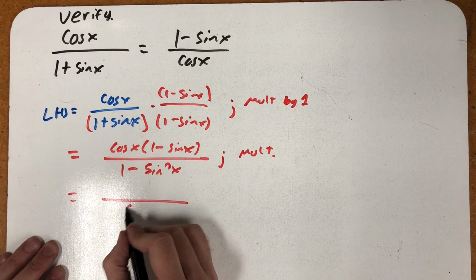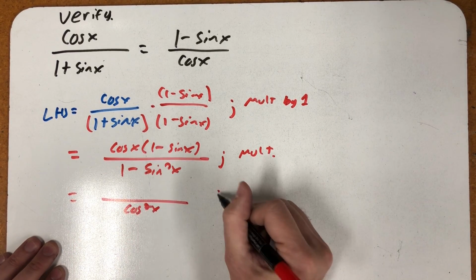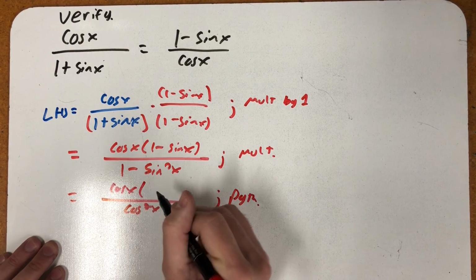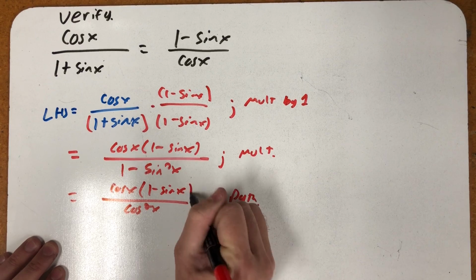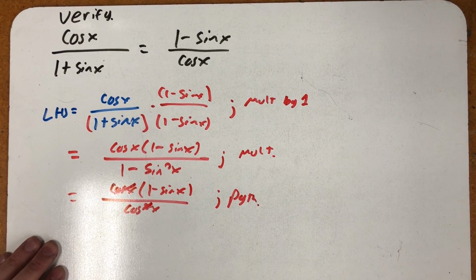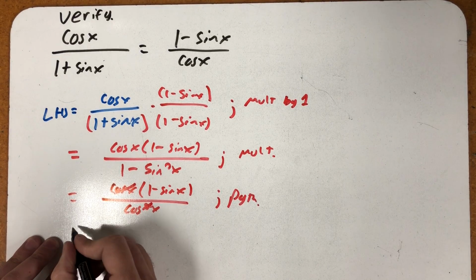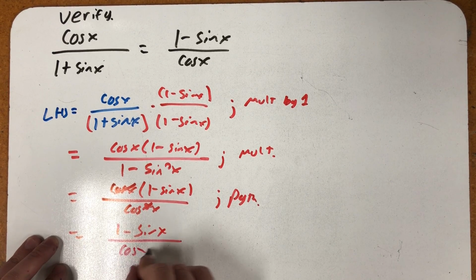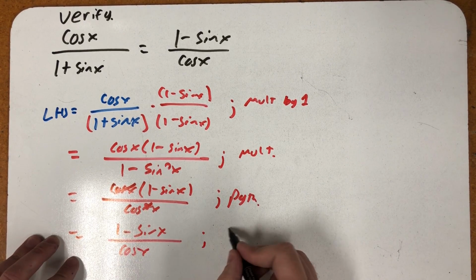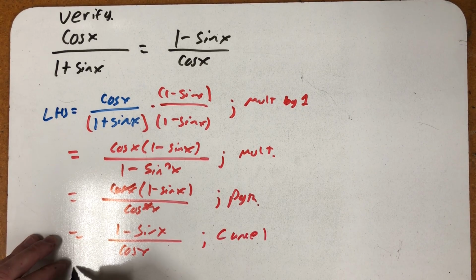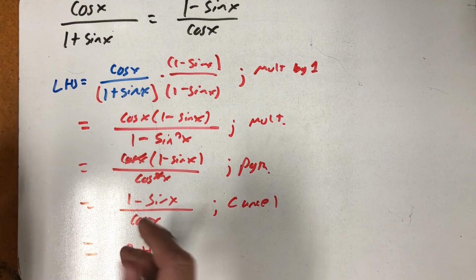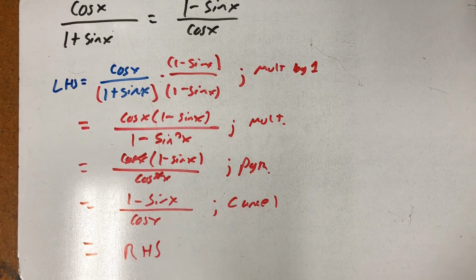1 minus sine squared x is cosine squared x. That's a Pythagorean identity. And now I see on top I have a cosine, and it cancels with one of the ones on the bottom. Canceled a common factor, and that is equal to the right-hand side. We verified this trigonometric identity just by multiplying by something that appeared on the other side.